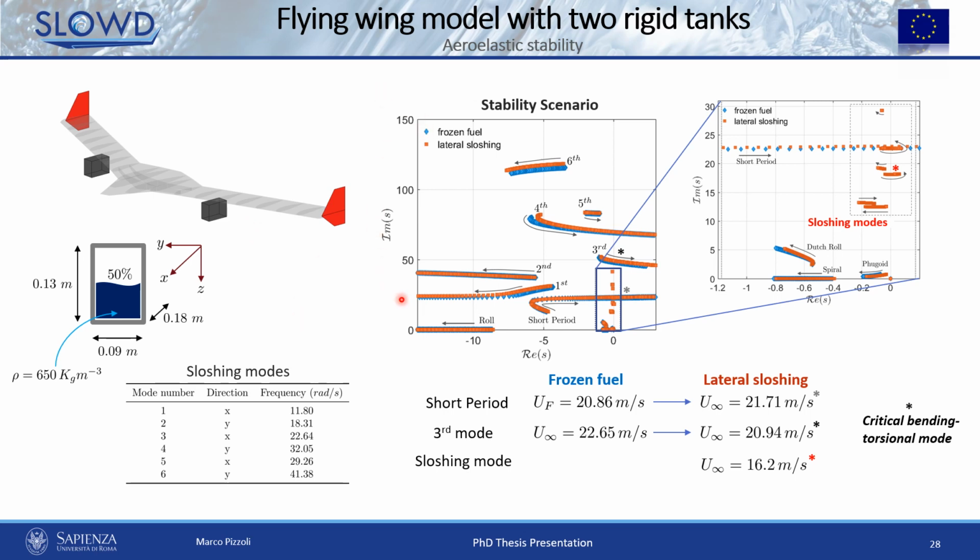And here on the right, we have the stability scenario of the aeroelastic system, and it can be seen that the linear sloshing, through its added states, interacts with the other dynamics of the aircraft by altering the stability margins in a clear way. In fact, we go from the frozen fuel model that presents the instability with the short period mode to the model with the lateral sloshing that presents a totally different scenario with a critical bending torsional mode.